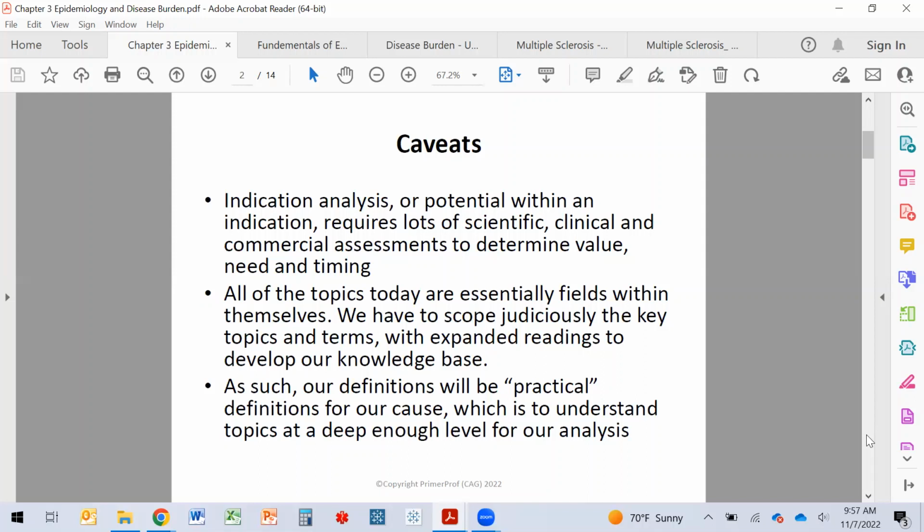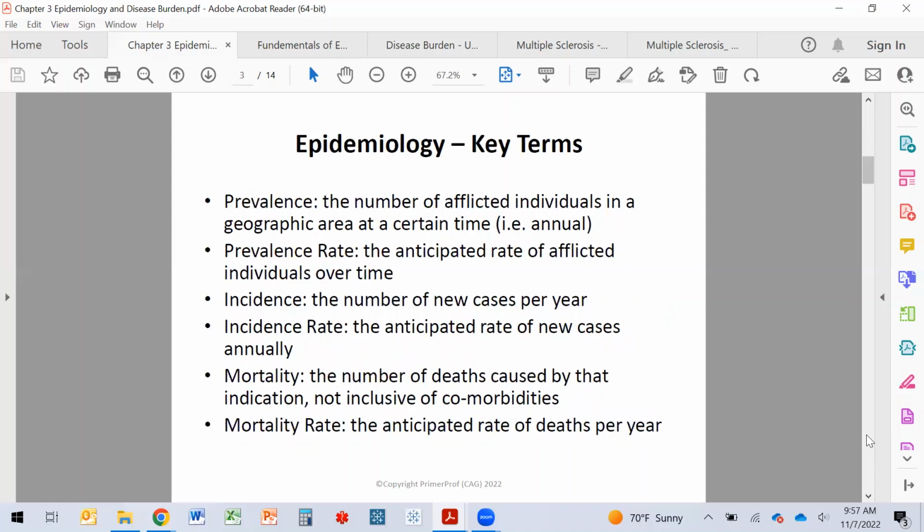As such, the definitions will be practical definitions for our cause, to understand these topics at a deep enough level for our analysis, but then there's a lot of material that you can research on your own. For epidemiology, of course, this is a doctoral level field, so we need to know the basics.